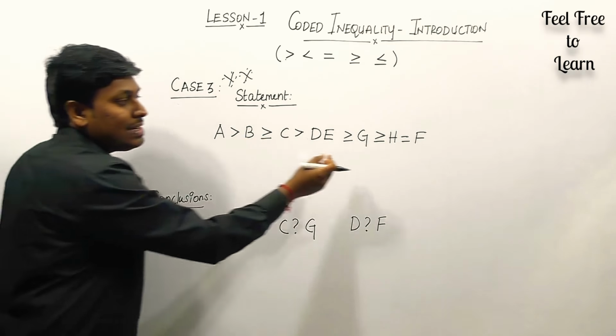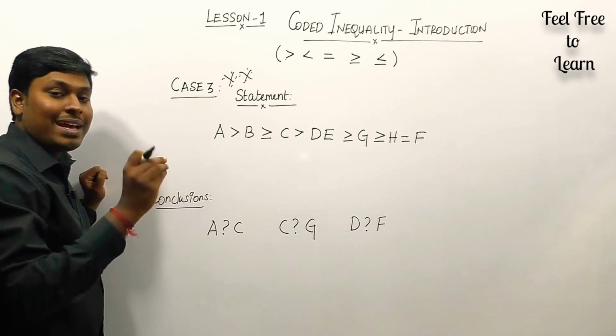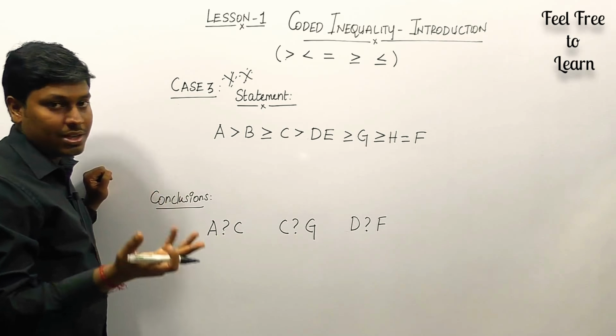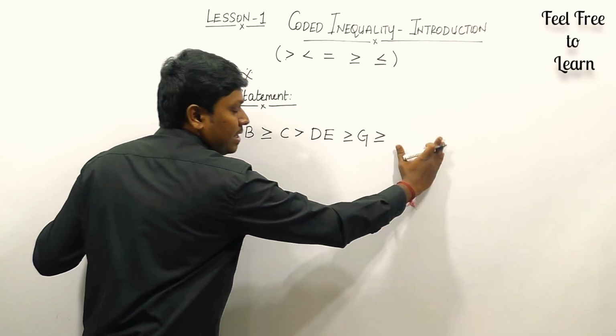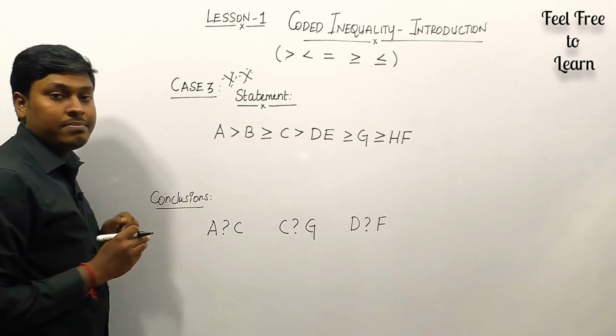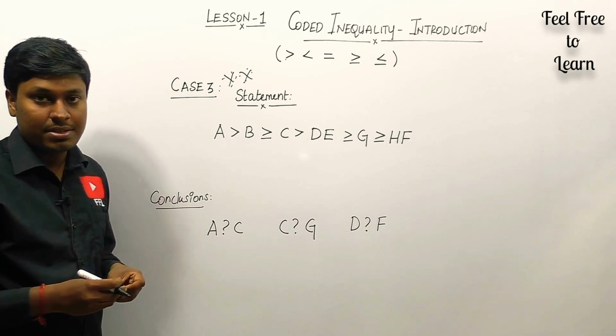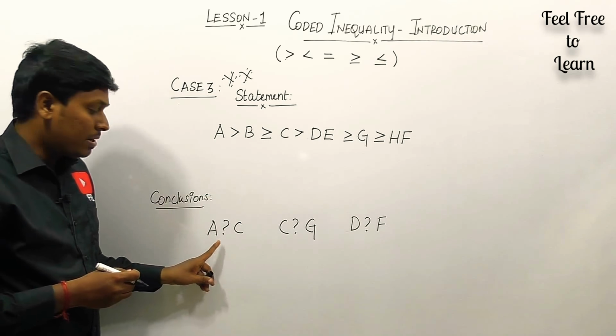Similarly, look at the last line, H equal to F. The meaning of H equal to F is that H and F both are equal, or F and H both are equal. So better rub this equal to symbol and write this as H and F. That's it. If you write like this, it will be easier to compare all the conclusions. So let me move on to conclusion number 1.